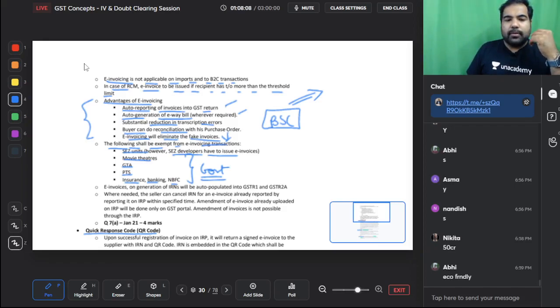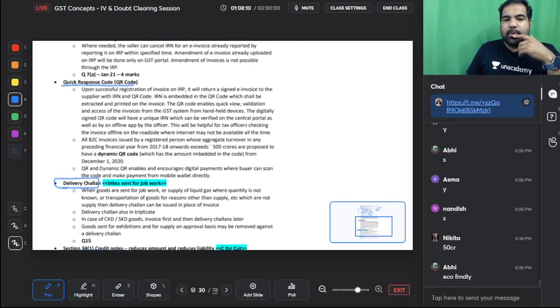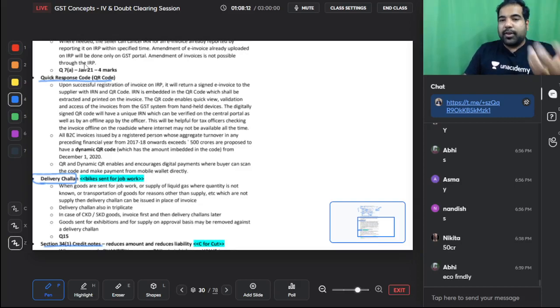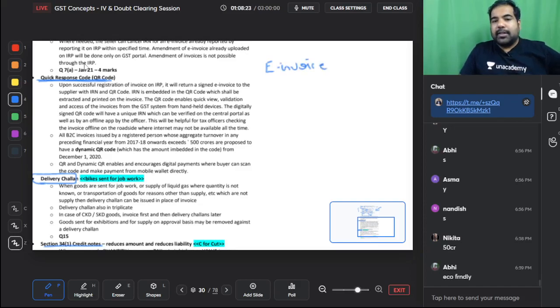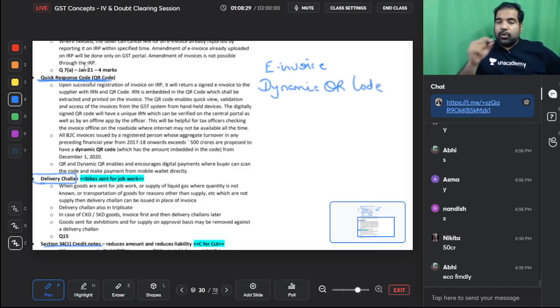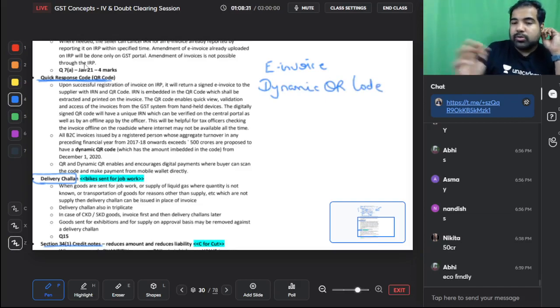All right. Guys, now is quick response code. What is a QR code? Guys, now we all know what a QR code is. Whenever you go to a shop to pay an amount, you use a QR code. The QR code is embedded in the e-invoice. But there is a dynamic QR code. What is a dynamic QR code? Dynamic QR code is where, when you scan the code, you don't have to put the amount also. The amount is also there on the invoice.